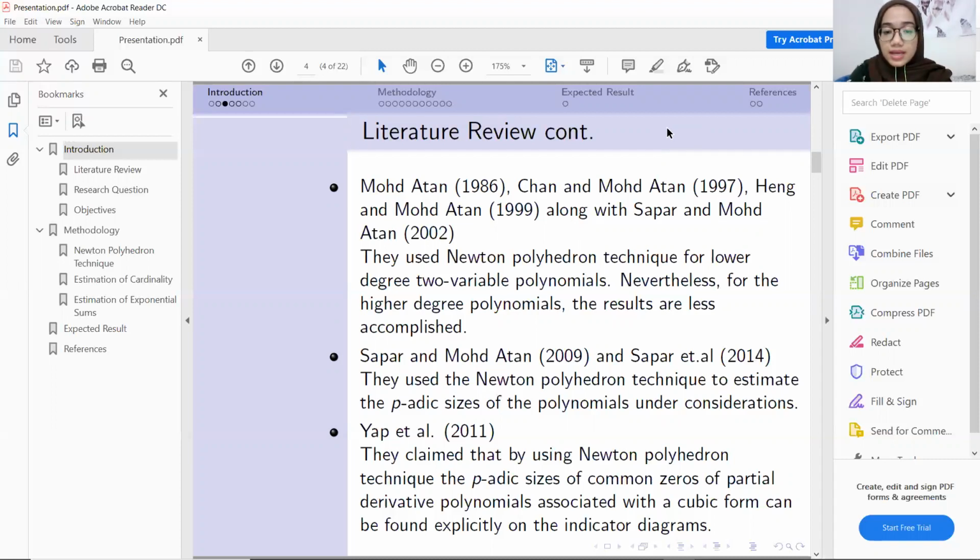Next, Sapar and Muhammad Atan 2009 and Sapar et al. 2014. They use the Newton polyhedron technique to estimate the p-adic size of the polynomials under consideration. And then, Yap et al. 2011. They claim that by using the Newton polyhedron technique, the p-adic size of common zeros of partial derivative polynomials associated with a cubic form can be found explicitly on the indicator diagram.